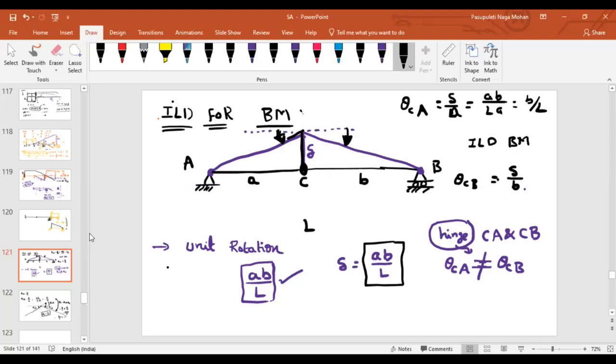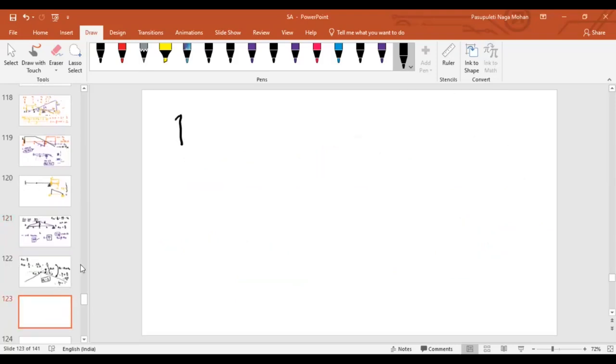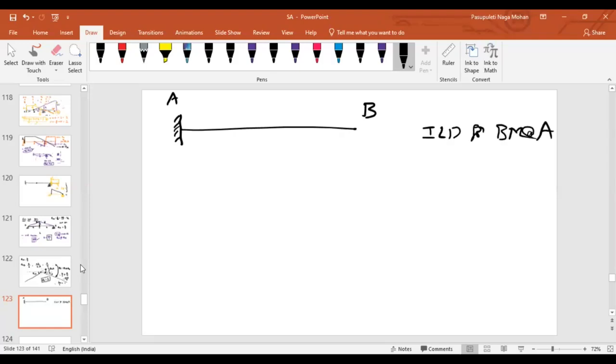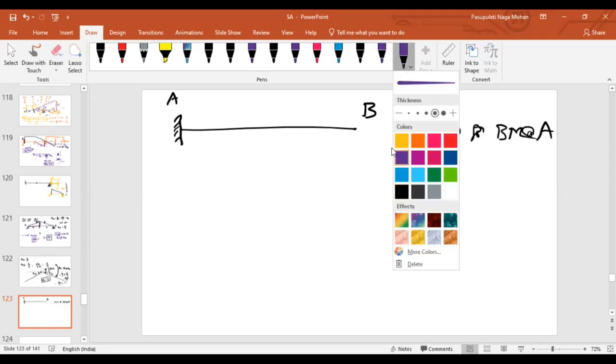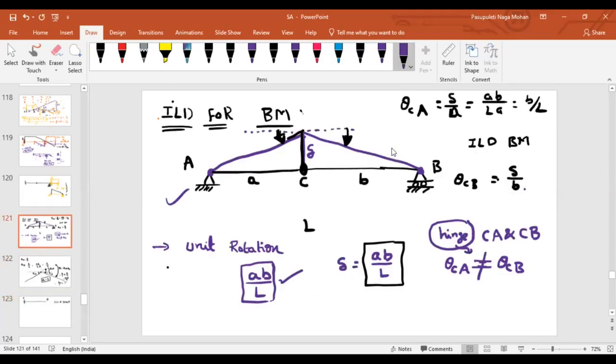ILD for bending moment at a point. Sir, every time it is AB by L? Yeah, every time it is AB by L. Obviously. Okay, sir. A, B. Let us say, if I want to draw ILD for bending moment at A, what should you do according to the procedure? I have to place a hinge here. Now, tell me what is the difference between this case and this case?